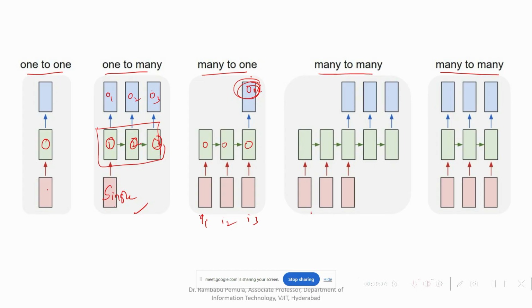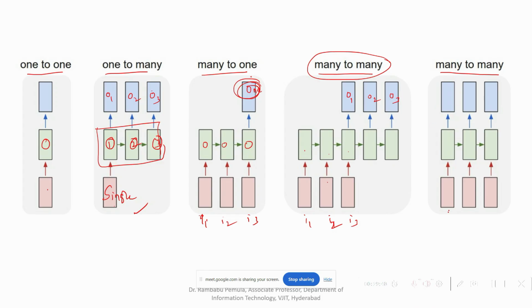Now here, there are multiple inputs, like input 1, input 2, input 3. For example, 3 inputs are there. After reading the first input, the second input and the third input, we are going to generate three outputs. So after completion of all three words, we generate three outputs. Simply this is called a many-to-many type of RNN model.